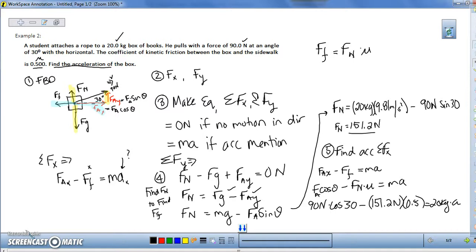90 times cosine 30. Then I'm just going to do 151.2 times 0.5. So just so I can have some numbers so you can follow along here. So what I have so far is this becomes 77.94 minus 75.6 equals 20a. So now I'm going to do that algebra.